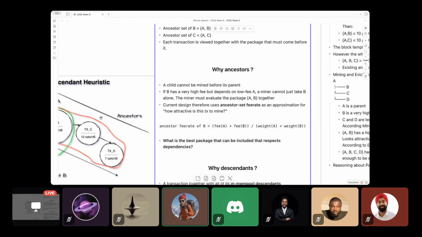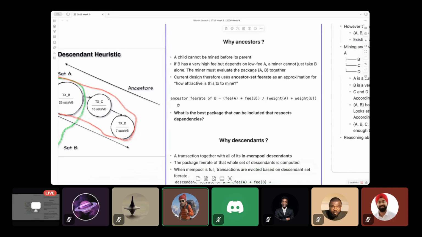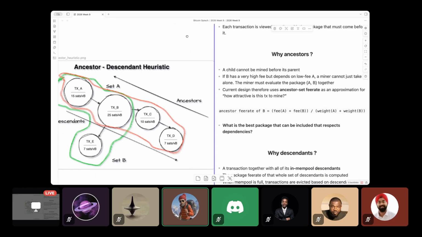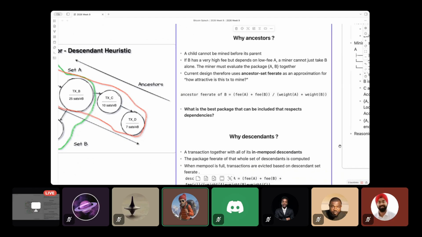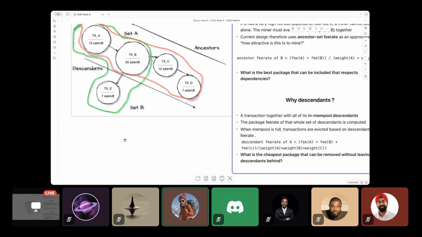So the question is, what is the best package that can be included that respects dependencies? Currently mempool uses this technique to calculate ancestor fee rates, list them in the order of the fee rate that each set pays, and then picks. So this is about ancestors. Similarly, there is also a calculation involved about descendants.